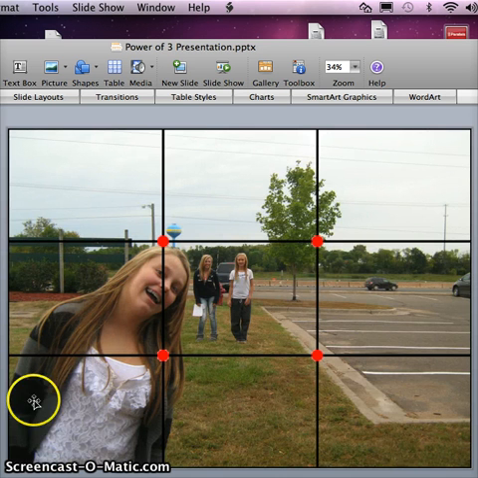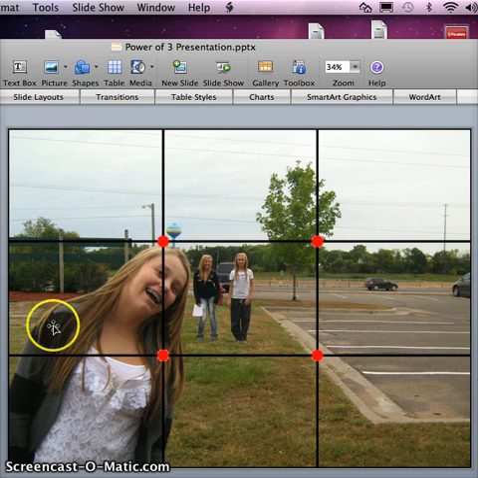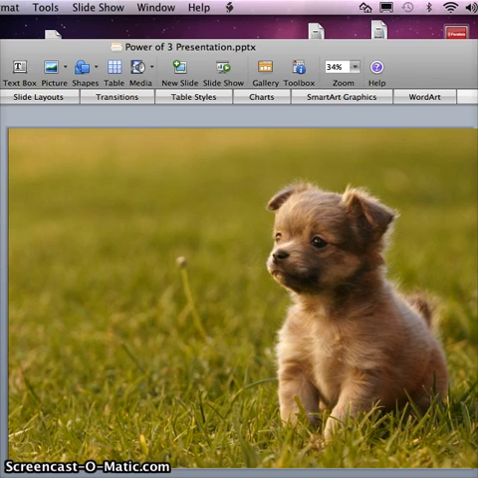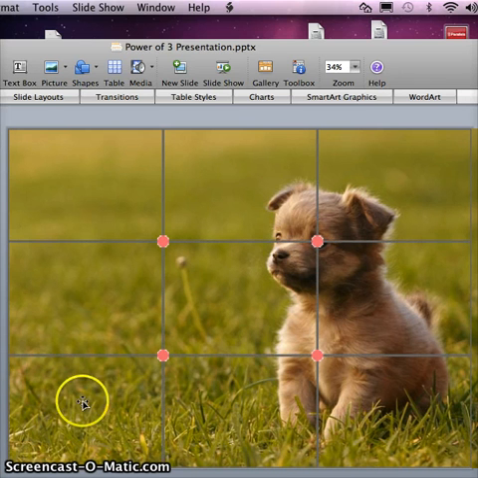If we look at this picture, the main subject almost makes that intersection point. In the picture of the puppy, he's right there, his eye is right there where that intersection point is.